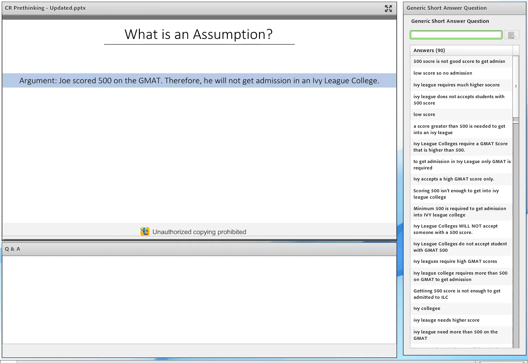Pretty much all of you got this right. So let's see what's happening over here. The author gives you a data point. It says there's a guy called Joe. He got a certain GMAT score, that is 500 on the GMAT. Based on this data point, what the author really concludes is, he says, therefore, it's a conclusion marker, Joe will not get admission in an Ivy League college.